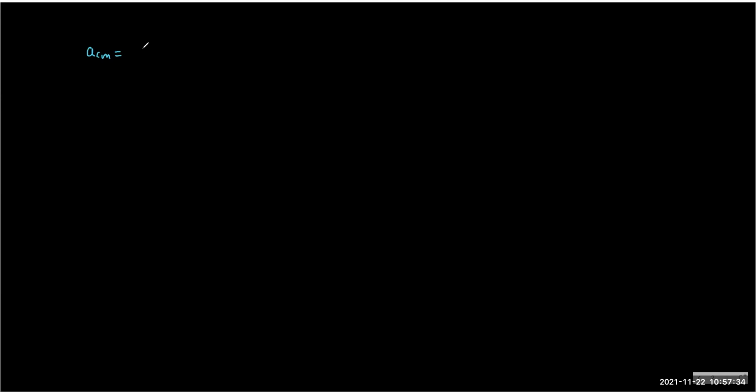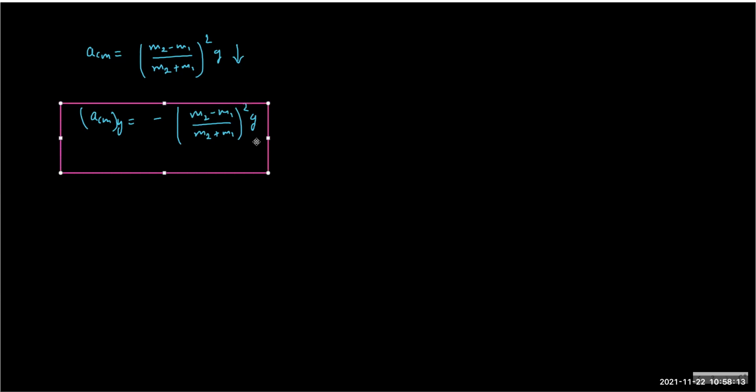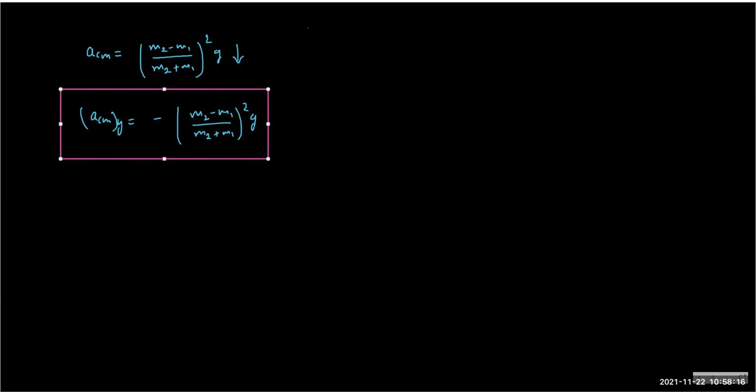So it's M2 minus M1 upon M2 plus M1, into G, and it's downward. Or if you want to write the y component of ACM, then I should write minus of the same because I'm taking upward as positive. But now I don't want to put that because I have taken the sign. So if you do it by both methods, you will get the same answer.